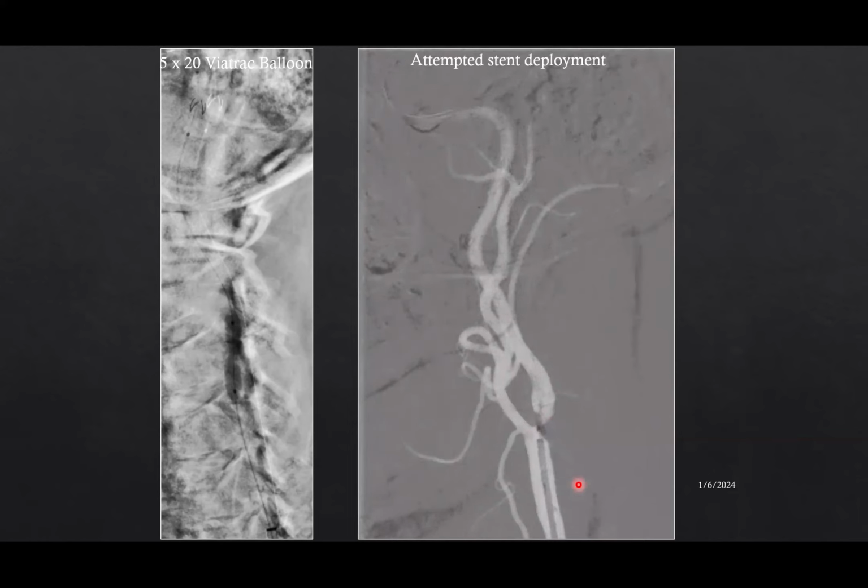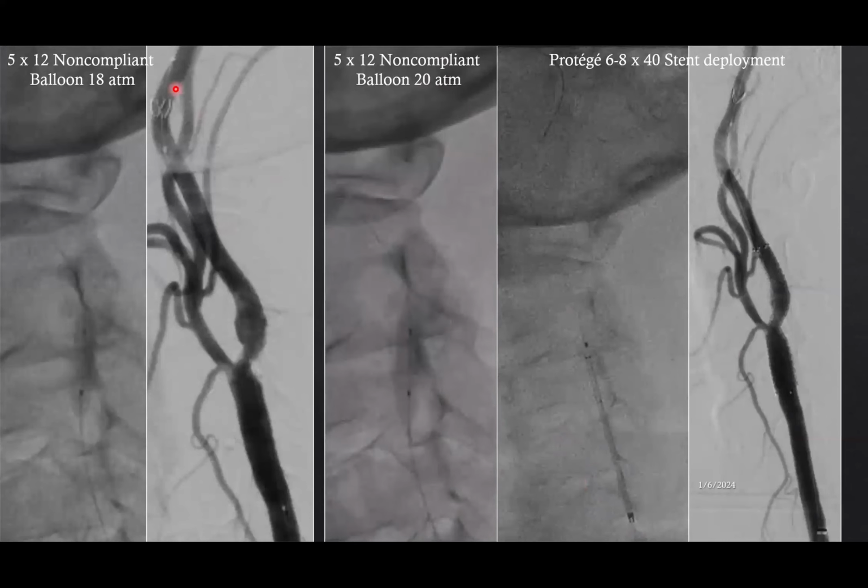The next option was to use a non-compliant coronary balloon. I did an inflation up to 18 atmospheric pressure, not much change, and then inflation up to 20 atmospheric pressure. And this is a video of the stent being navigated to the stenotic segment. You can see the jerk. With a jerk, the stent could be passed across the stenotic segment and the stent is placed. Now we have an adequate opening of the stenotic segment.